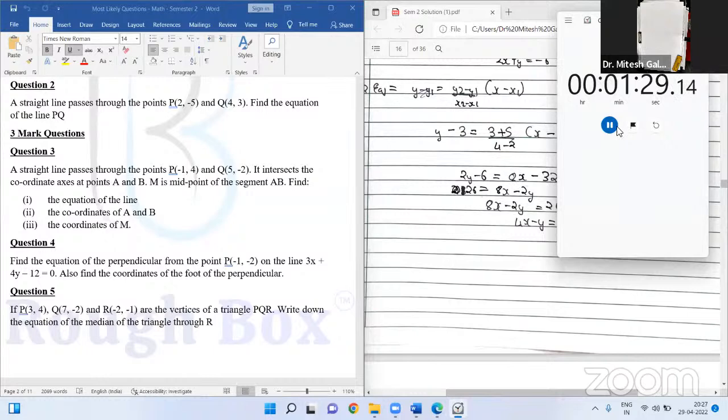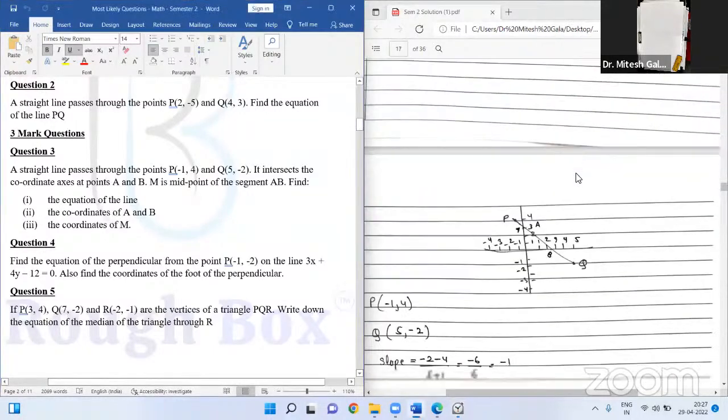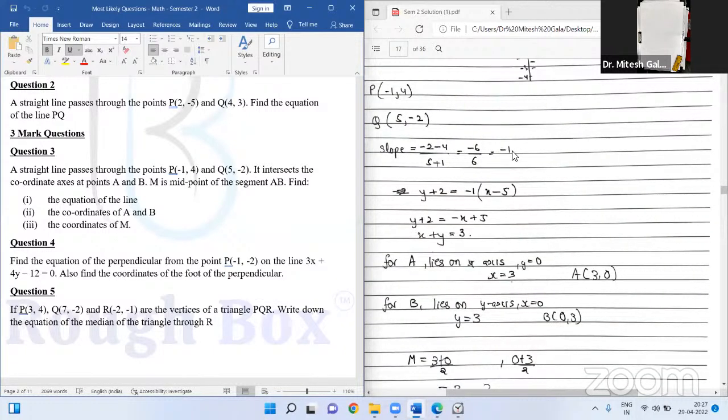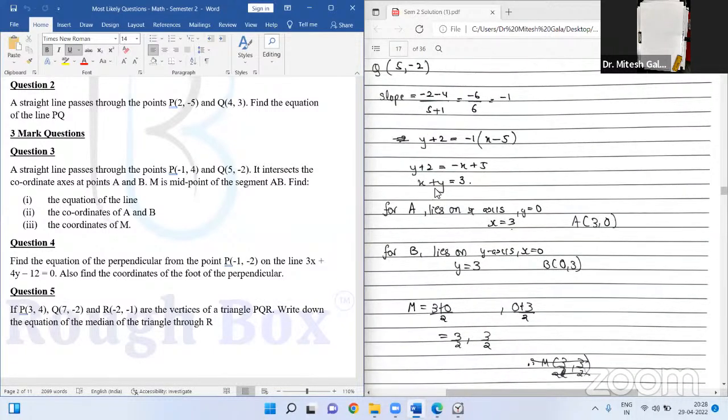So let's look at the solution. That's how the diagram should look, where A is on one of the coordinate axes, maybe the x-axis, and B is on the other one. So for P and Q, you first find the slope, which is -1. Then the equation, which should be x plus y equals 3.